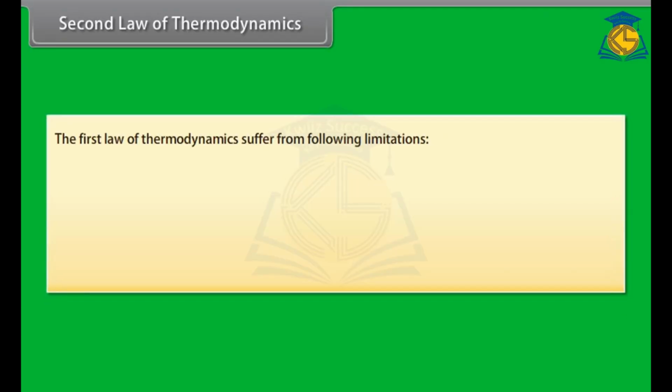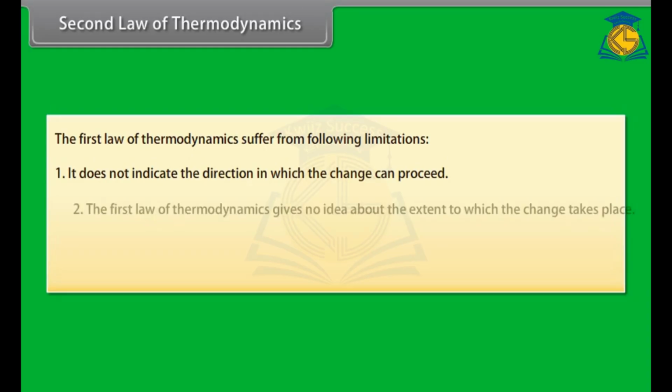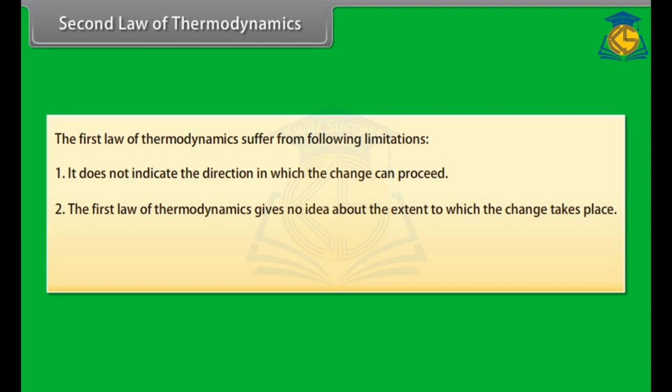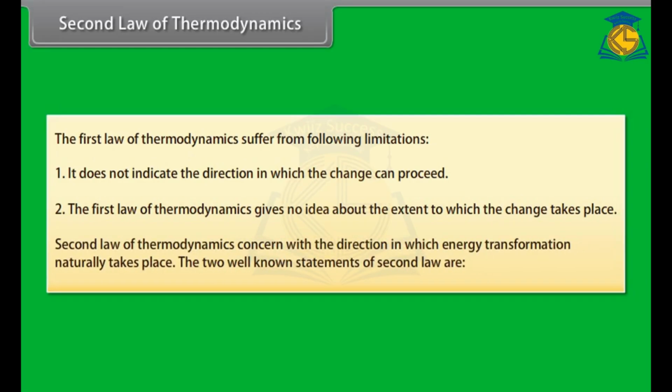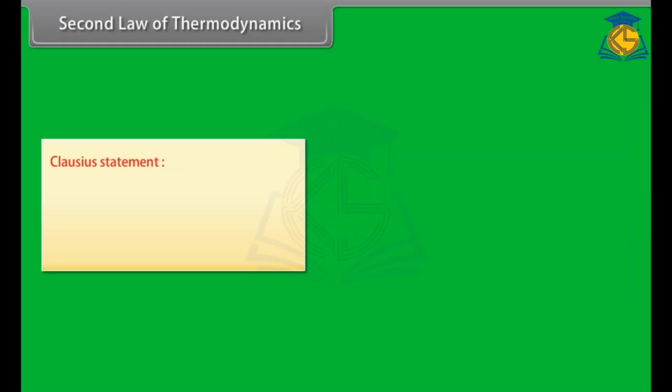Second law of thermodynamics. The first law of thermodynamics suffers from the following limitations. Number 1. It does not indicate the direction in which change can proceed. Number 2. The first law of thermodynamics gives no idea about the extent to which the changes take place. Second law of thermodynamics is concerned with the direction in which energy transformation naturally takes place. The two well-known statements of second law are: Clausius statement.